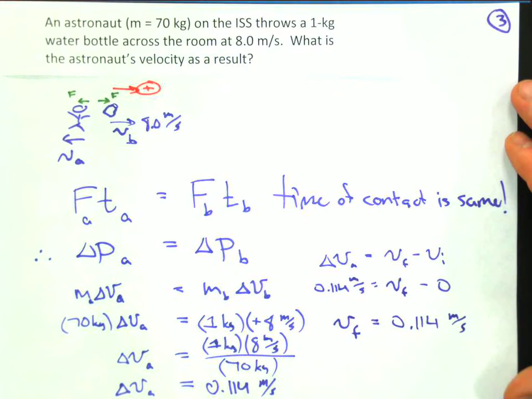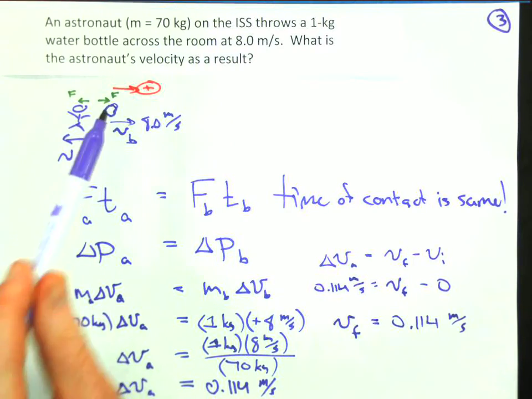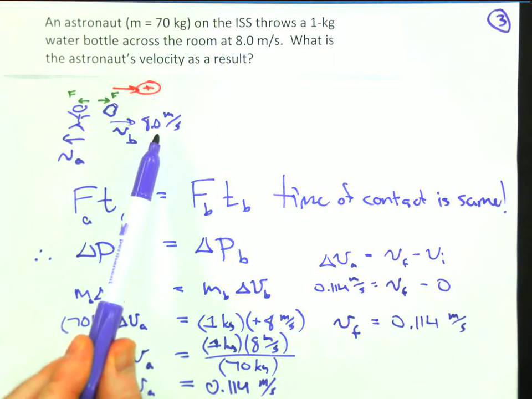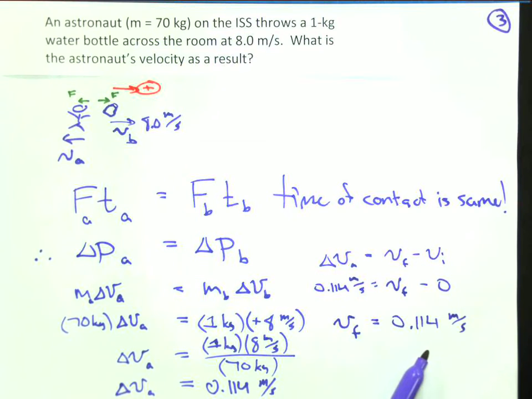Now this is kind of interesting that what I've got is a positive velocity of the water bottle. I ended up with a positive velocity of the astronaut. And that can't be, because they're going opposite directions. So where did I go wrong? Where did I make my mistake?